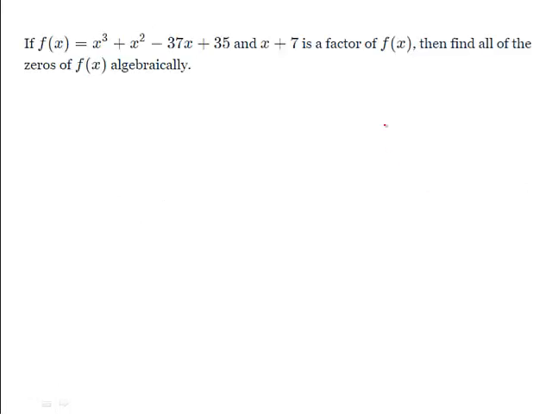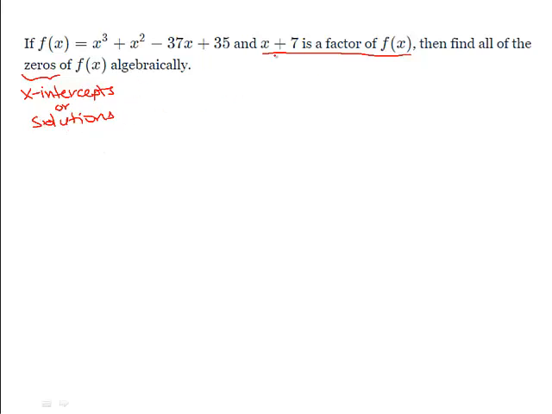All right, we have f of x equals some cubic polynomial, and x plus 7 is a factor of f of x. So there's the given factor. Find all of the zeros. This word zeros, that's another word for x-intercepts, which we know is another word for solutions, right? So we need to find all of the solutions for this one.